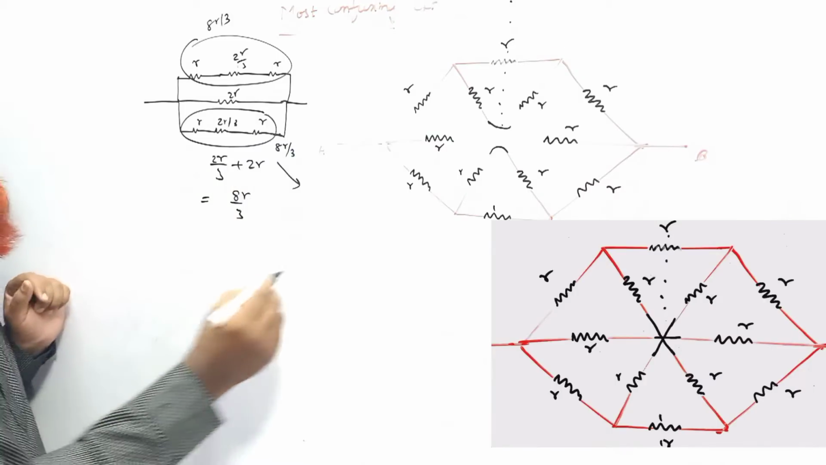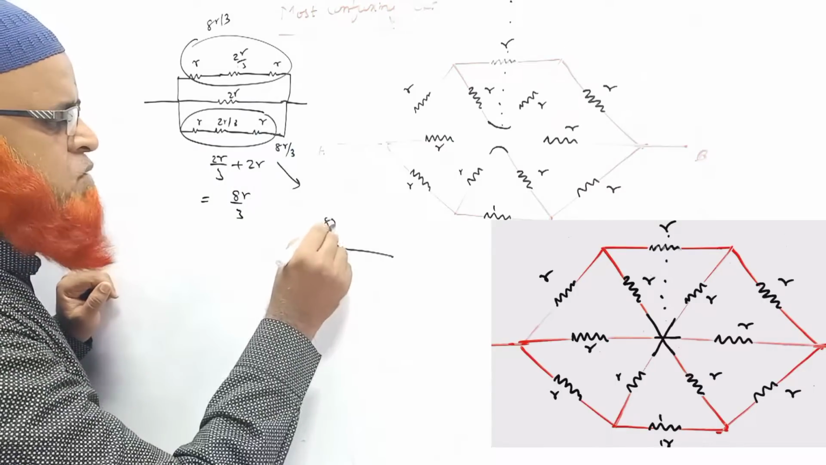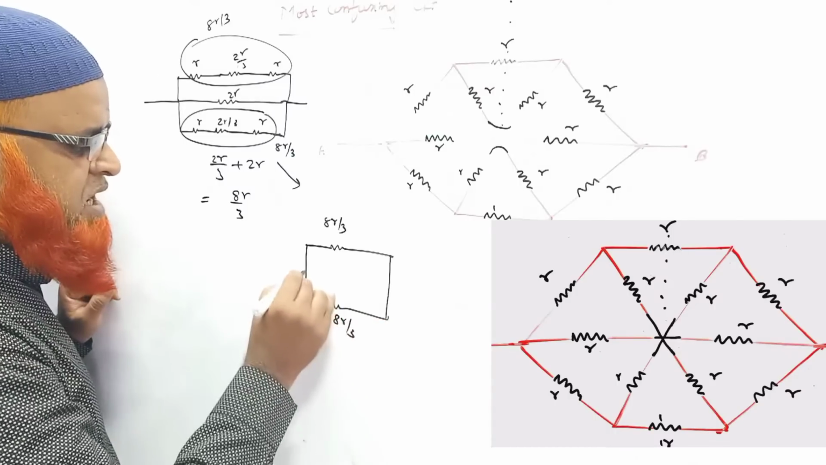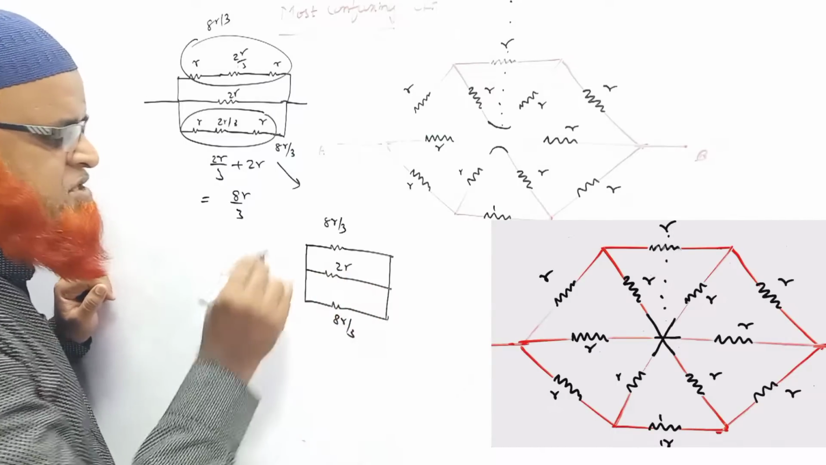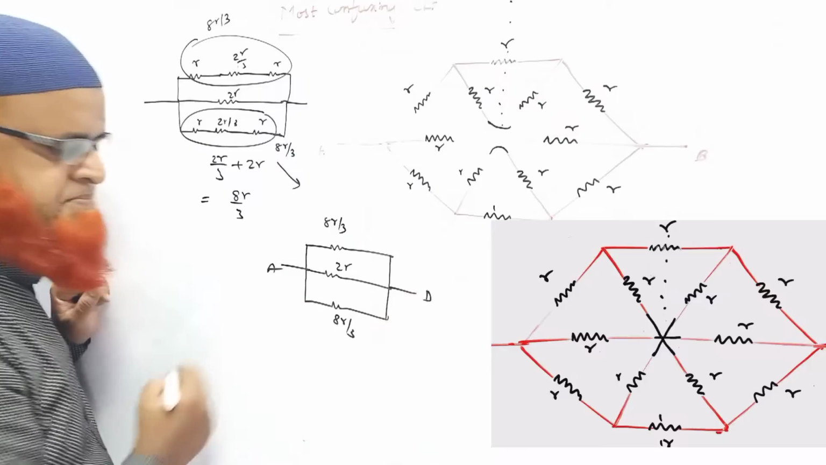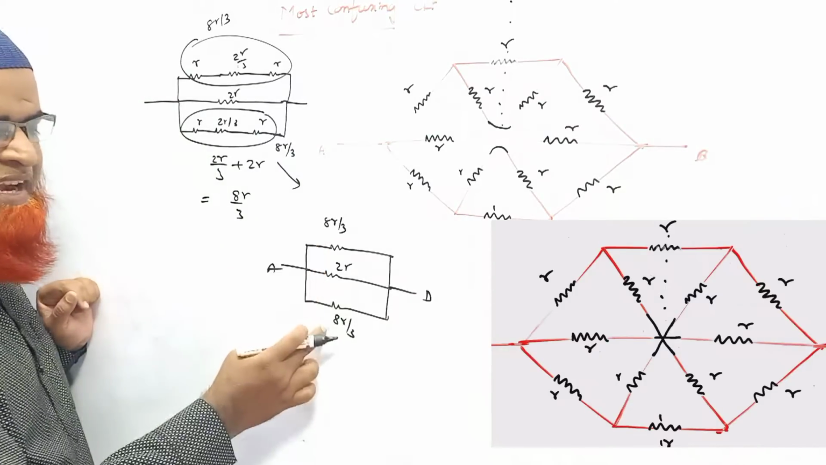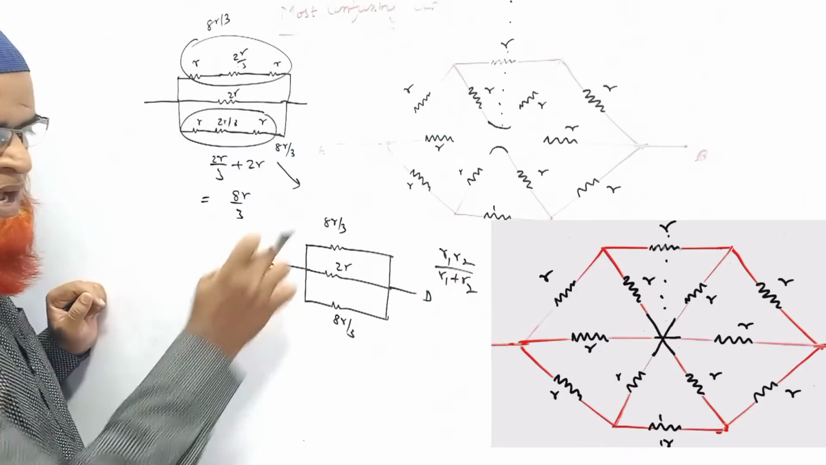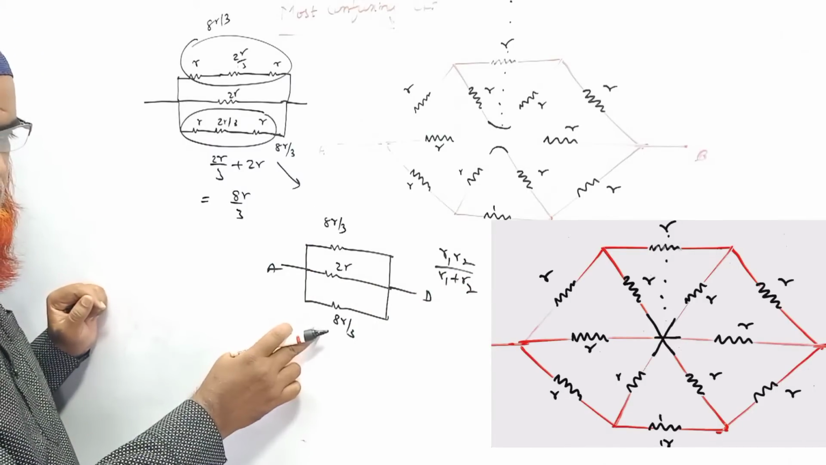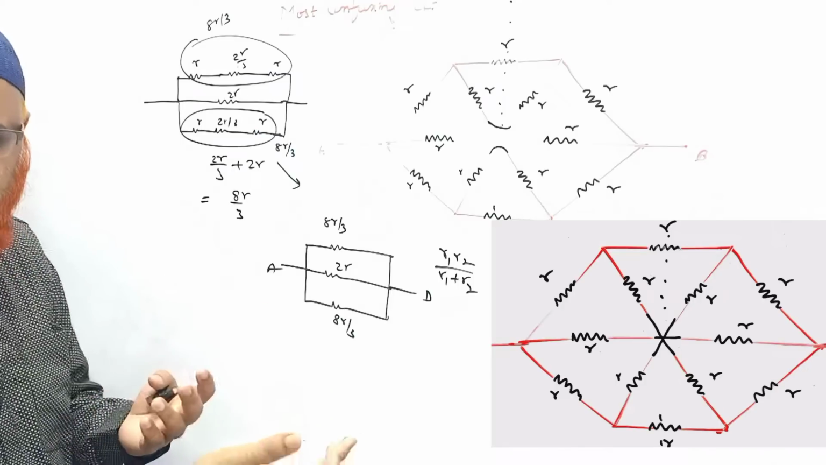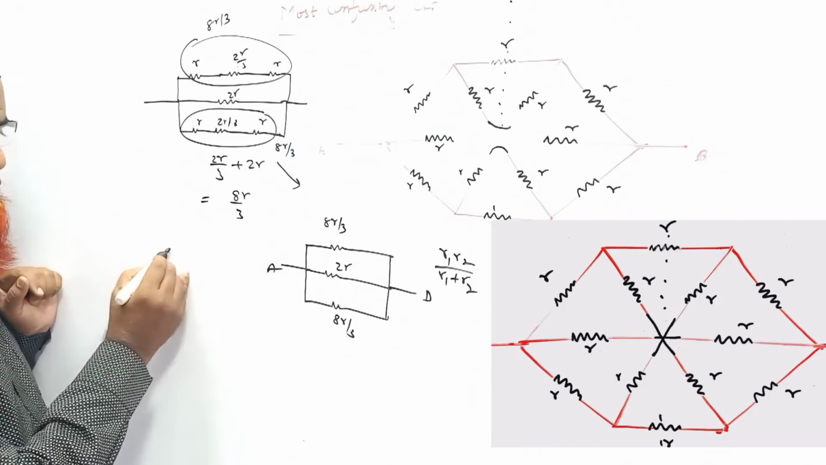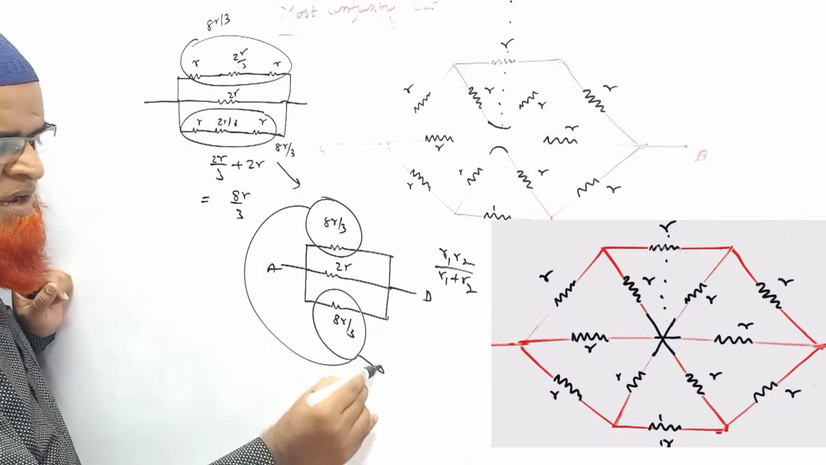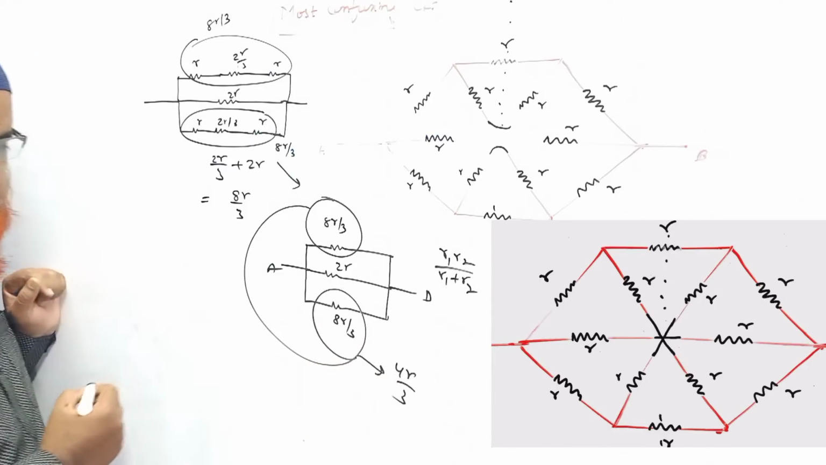Can you replace this circuit with this small circuit which is 8R by 3? In the middle it is 2R, this is A and this is B. So 8R by 3 into 8R by 3, just like R1 R2 by R1 plus R2, divided by 8R by 3 plus 8R by 3. If you do that, how much are you going to get? This upper one combined with the lower one will become 4R by 3.